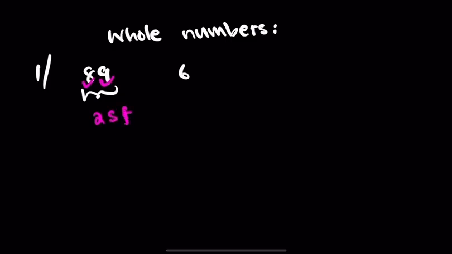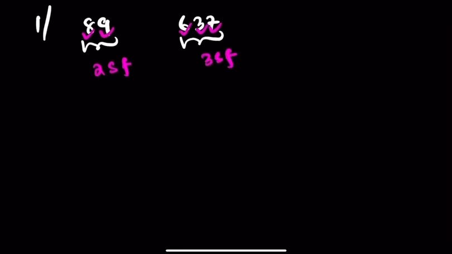Another one, we have 637. Again, count all these non-zero digits. 1, 2, 3. So this has three significant figures. The next rule says count all the zeros between non-zero digits. So what does it mean? Let's see.